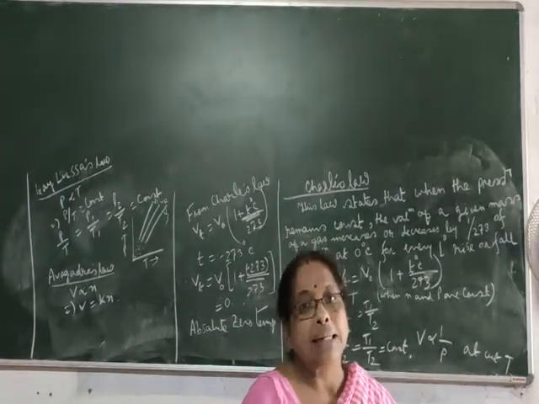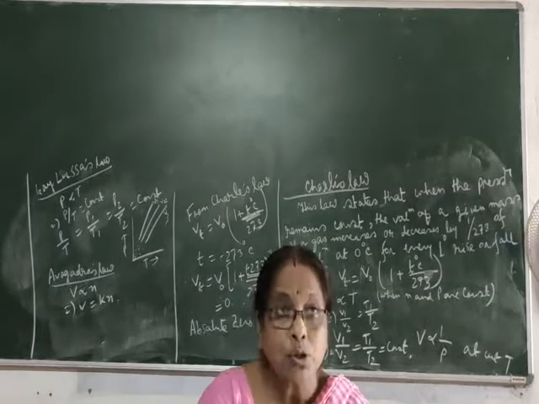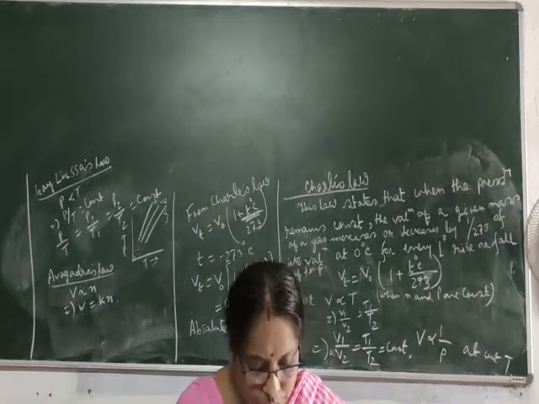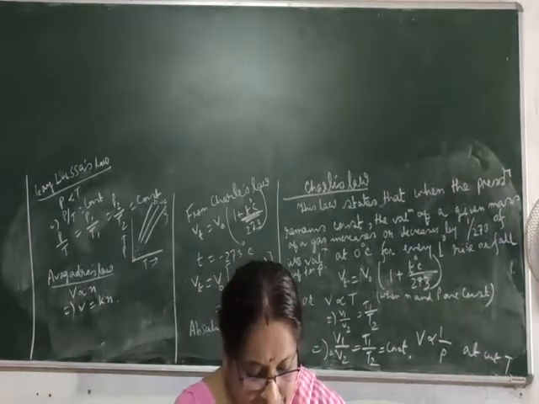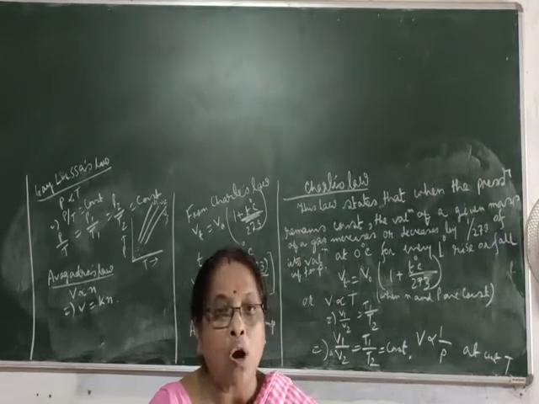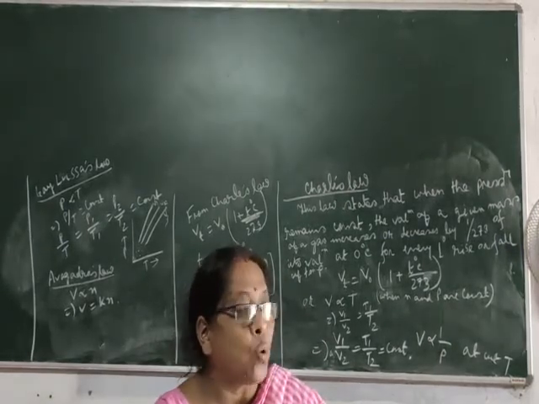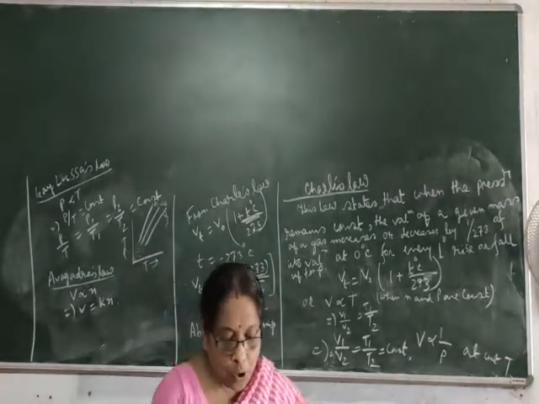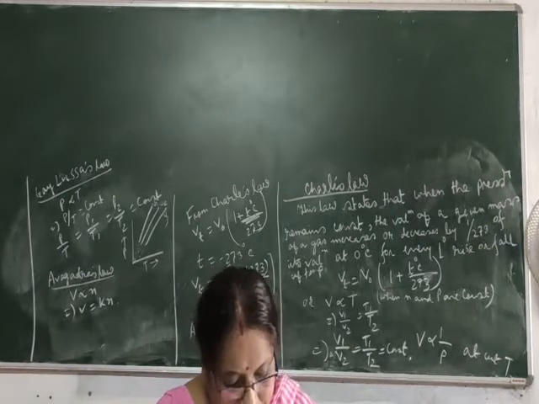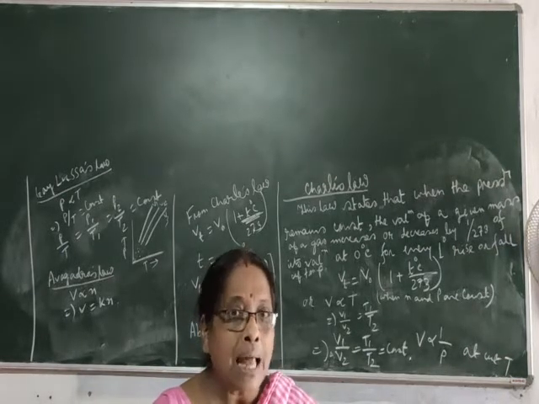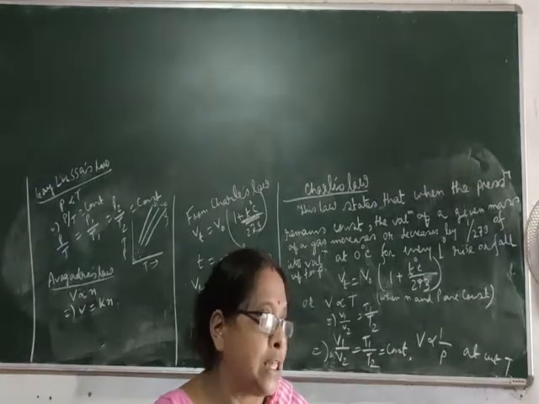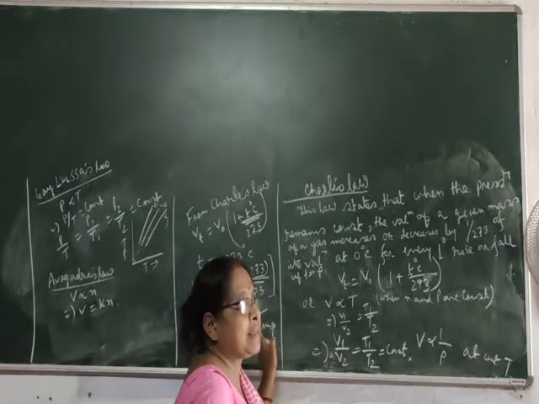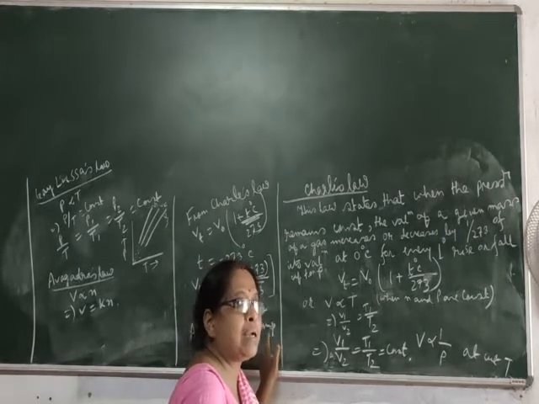At this temperature, gases cease to exist, so it is termed absolute zero temperature. It is an interesting point to note that absolute zero temperature has no physical significance, because all the gases get liquefied or solidified before minus 273 degree centigrade. So this is our Charles' law.